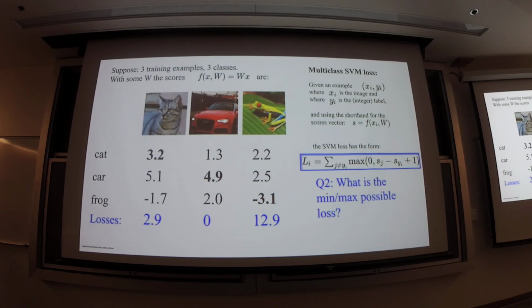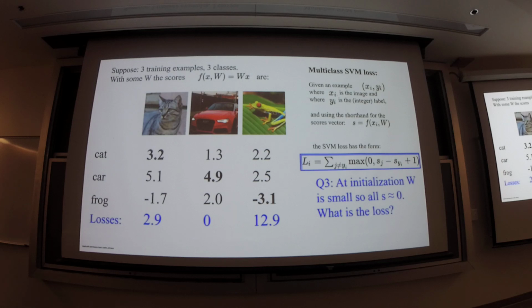What's the possible min and max losses here? What's the minimum loss here? 0, right? Everything satisfies the relationship we want. It's 0. What's the maximum? Yeah, we can have really bad weights, and we could just keep making them worse and worse, larger and larger, make the scores as large as we want. That's right.